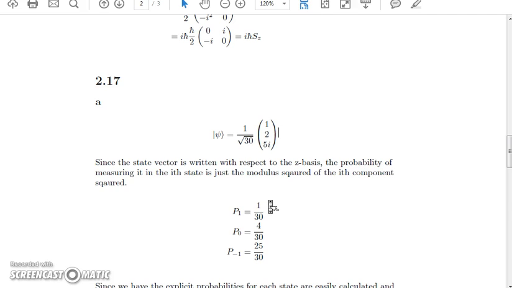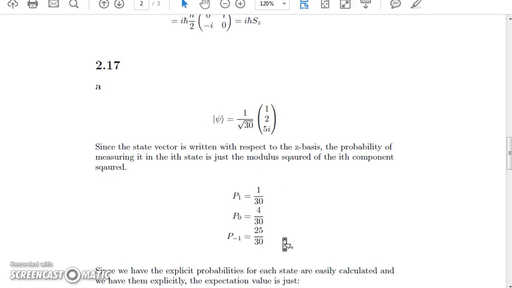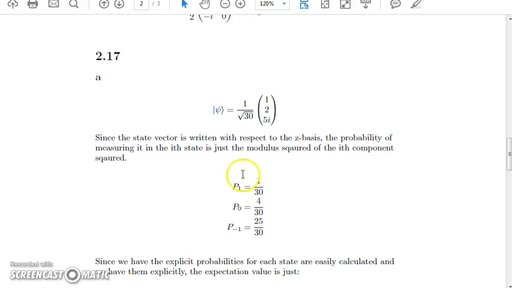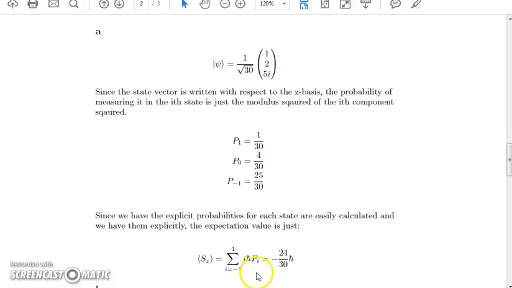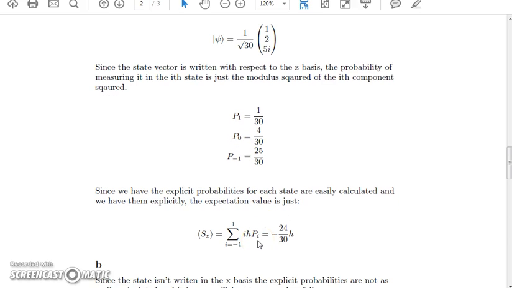And then it asks us to compute the expectation value for the S_z operator. And again, this is fairly simple because we have the probabilities for each state explicitly. So the expectation value is just the sum from -1 to 1 of i h bar times the ith probability. So that's just weighting each outcome by the probability of obtaining it, which we calculated above, and we end up with -24 over 30 h bar.